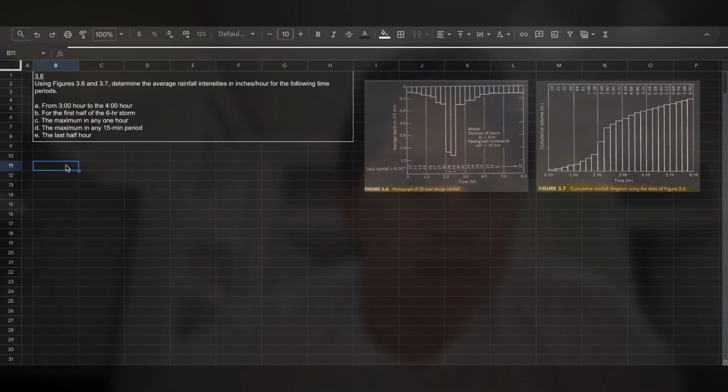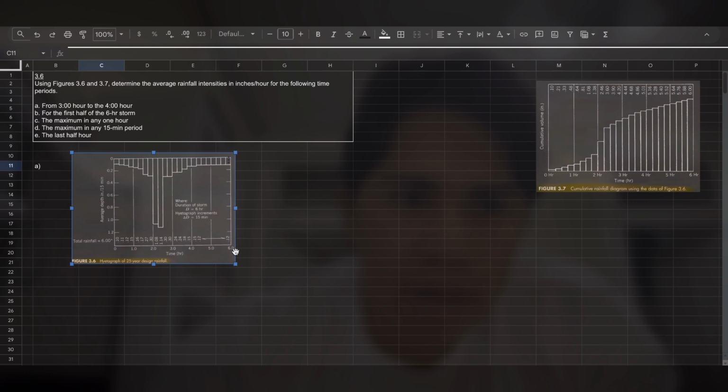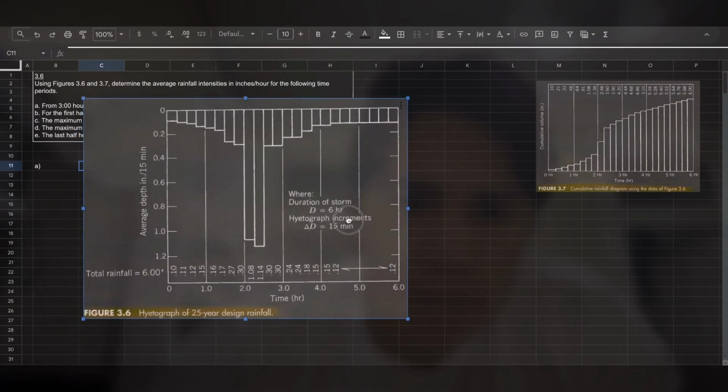Okay, let's start with part A. Part A says we're asked for the rainfall intensities in inches per hour for the following time, from 3 to 4. There are two ways to do this. I'll start explaining really quickly each one of these.